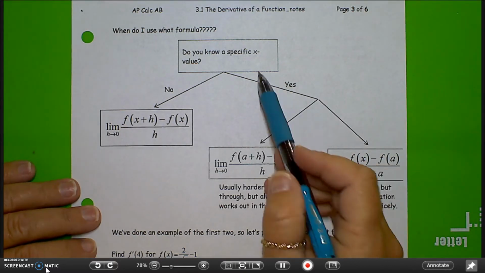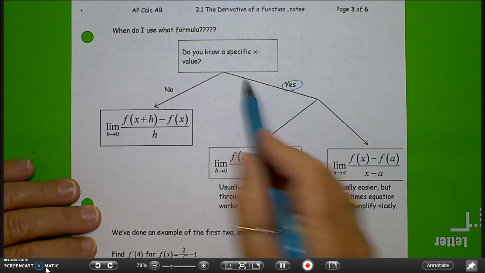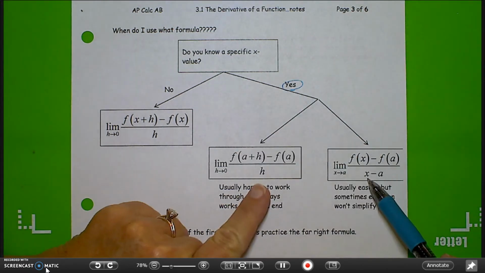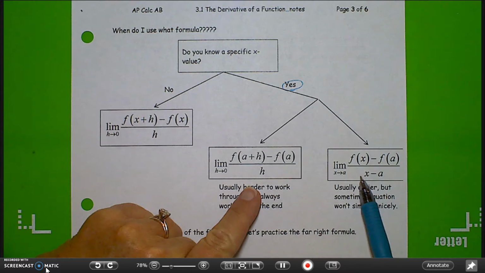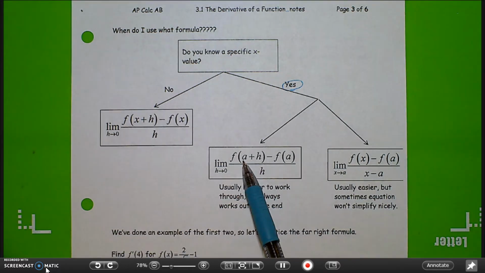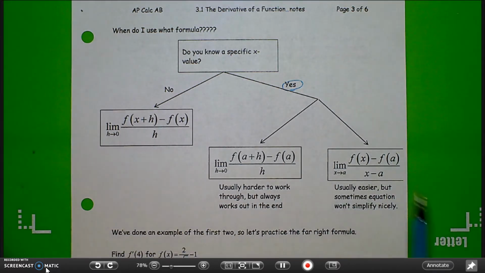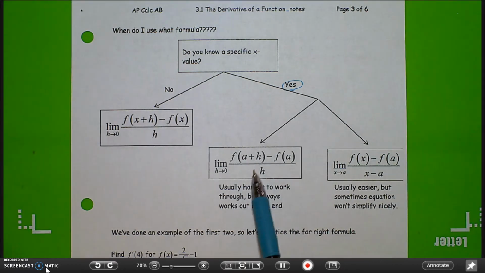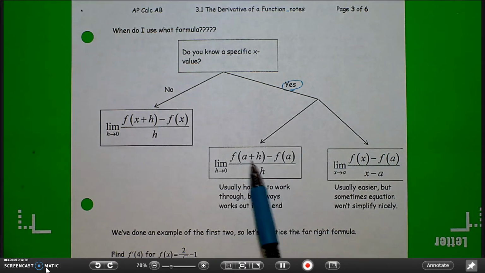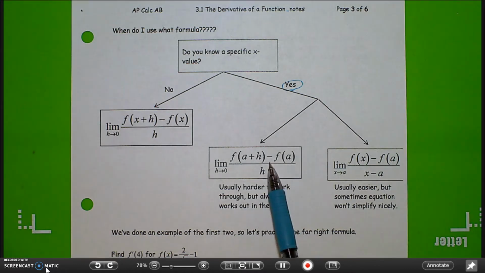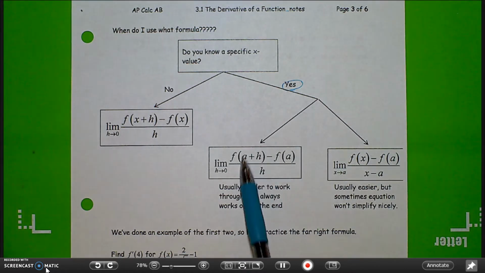Let's say that you know a specific x value you're interested in, so you'd follow this path. There's actually two choices to use in that case. Both of these choices involve the a value, which is the value of x you're looking for. This is most similar to the one we learned first, where h is approaching 0. Usually this is harder to work through because it has the a plus h, especially if it has x squared or x cubed in it. This is going to be a little bit harder to work through.